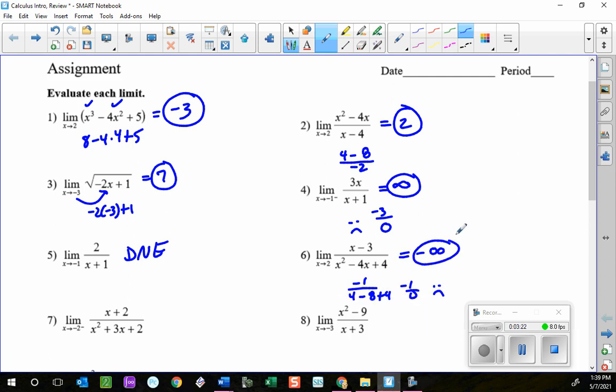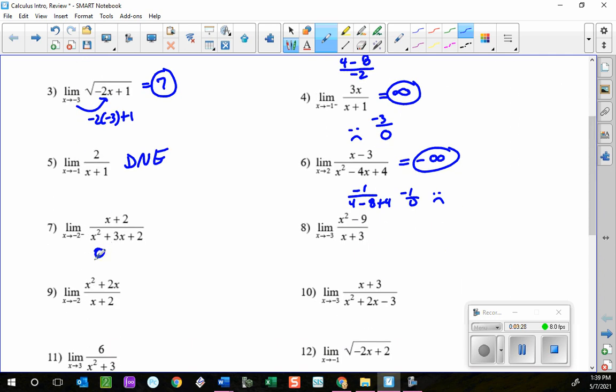All right, number 7. When I try to plug -2 into number 7, I end up getting 0 over 0. So this is usually the case where I'm going to have to factor. And so this does factor. x plus 2 on the top, and the bottom factors into x plus 2 and x plus 1. So these cancel. So this turns into the limit as x goes to -2 from the left of 1 over x plus 1. And there's no reason that I can't just plug in -2 into this expression. It doesn't matter that it has a from the left in there. So if I plug in -2, I get 1 over -2 plus 1, so 1 over -1, which is -1.